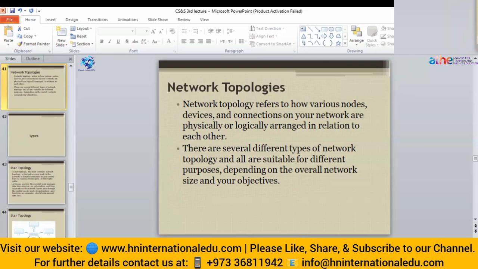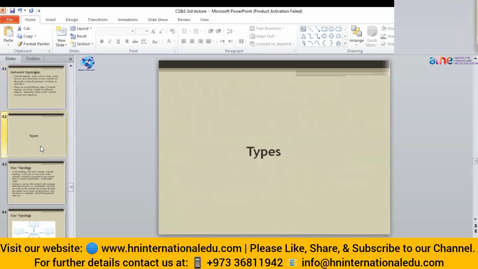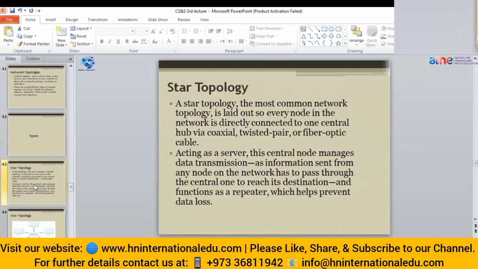So there are several different types of network topology, and all are suitable for different purposes depending on overall network size and according to our objective. Now, types. First one is star topology. As the name indicates, it will look like a star. We need a central device, and all the devices will be connected to that central device. That can be a hub. That can be a switch, and we are using different types of cables, or we can use signals, to attach our computers to that central device.